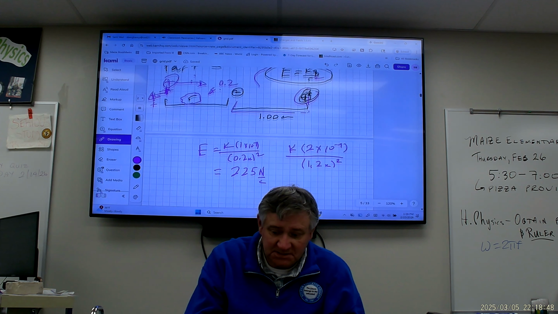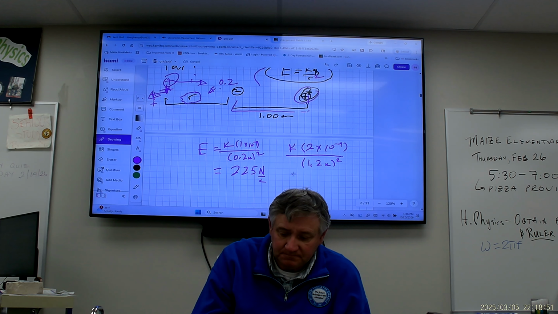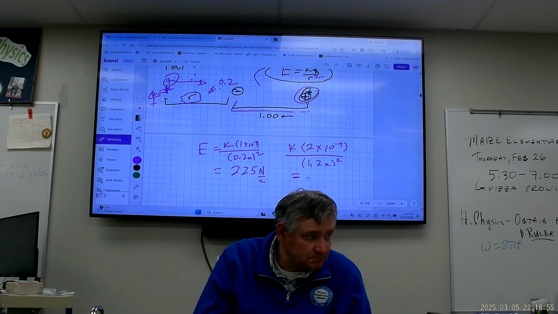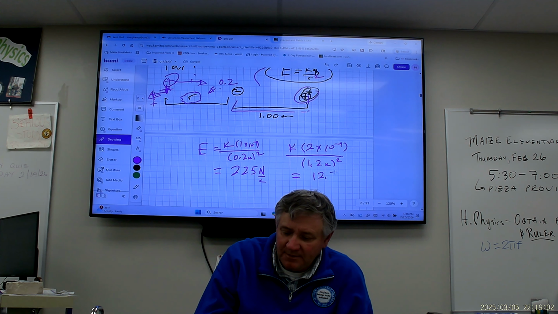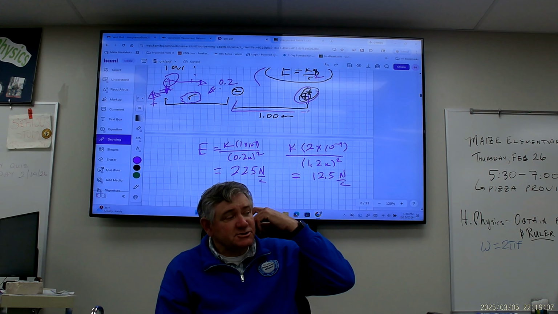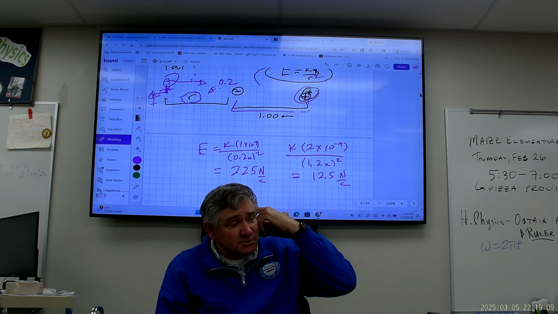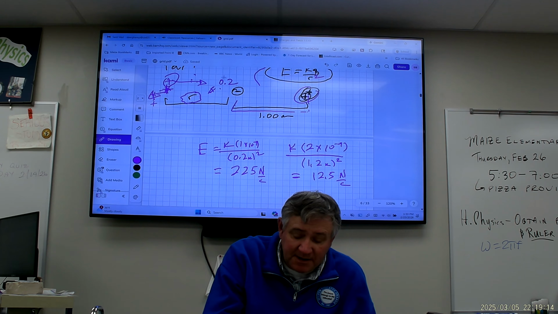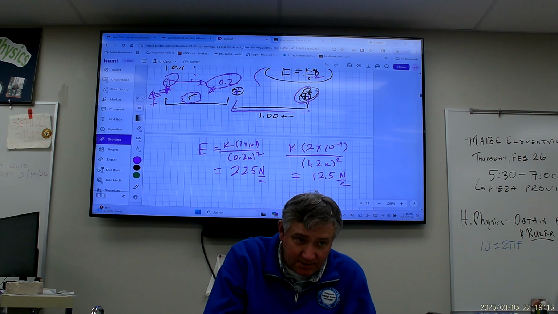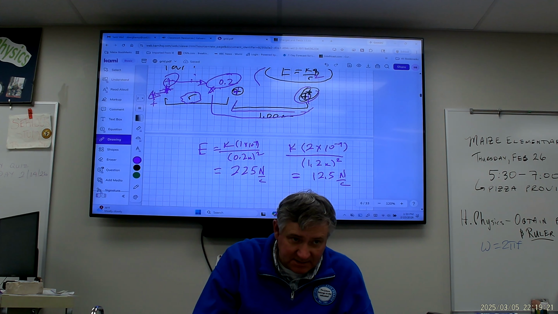So, somebody give me this number. Once again, my calc is not out. What'd you get? 12.5 times 10 to the negative 9. Wait, why is it 1.2 meters? Because this point, I picked a point 0.2 meters from here, but this is 1 meter. So I got to use 1.2 meters for that distance.